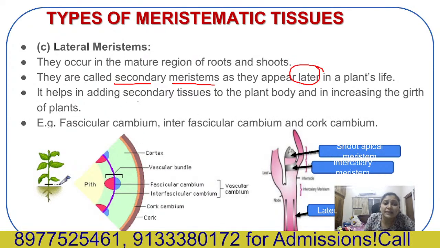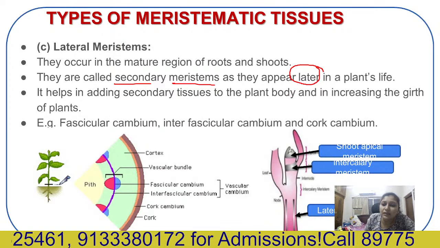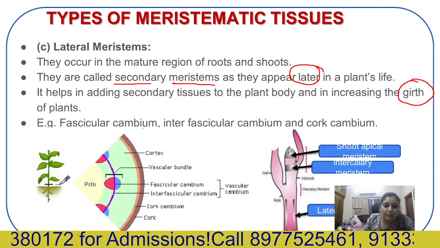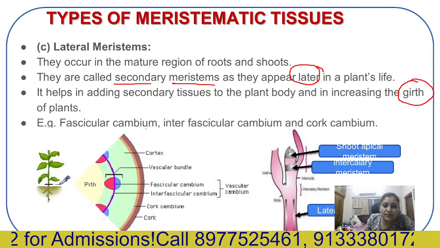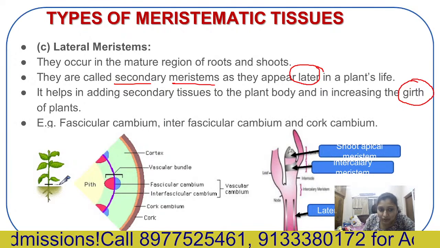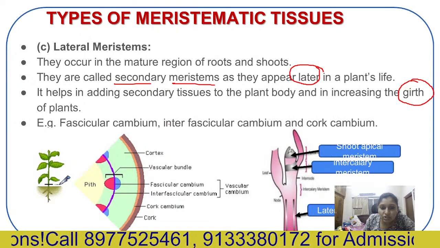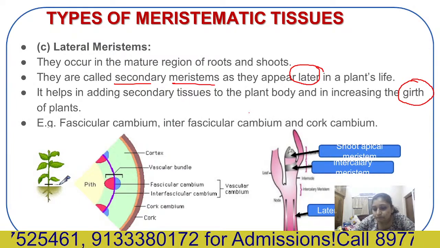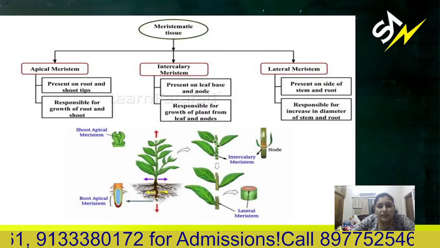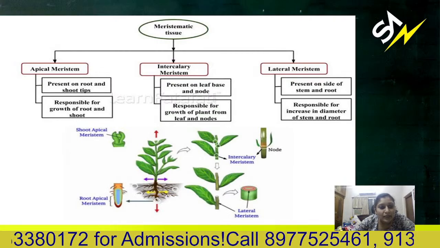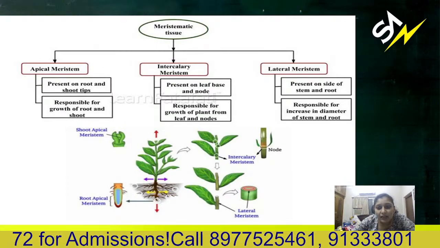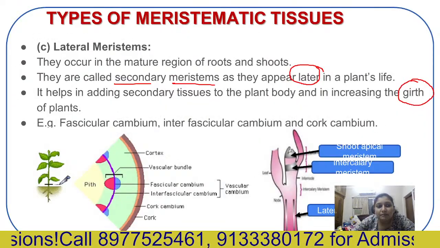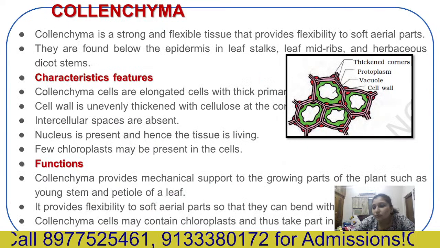It helps in adding secondary tissue to the plant body and increasing the girth. So examples of this type of lateral meristem are fascicular cambium, interfascicular cambium, and cork cambium. Then again, this is about the meristematic tissue only. So apical, intercalary, lateral. Now it's about simple tissue. Simple tissue can be divided into 3 types.